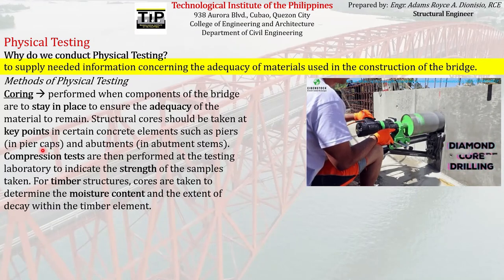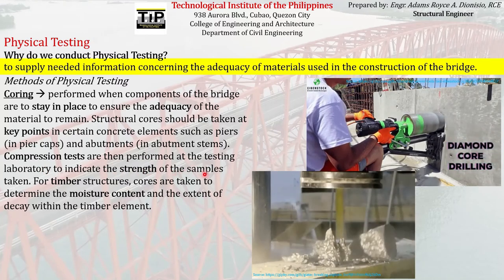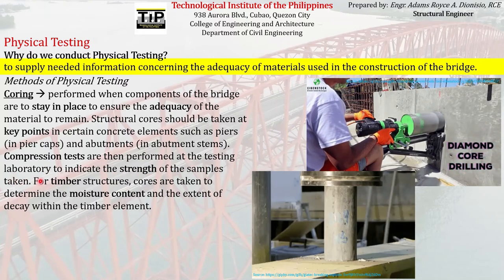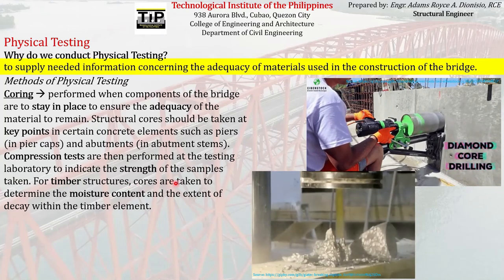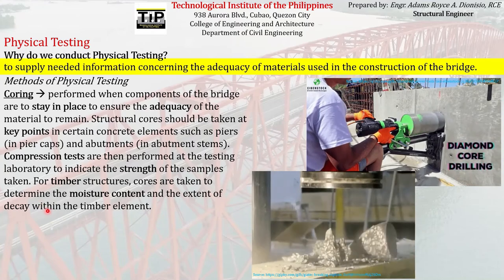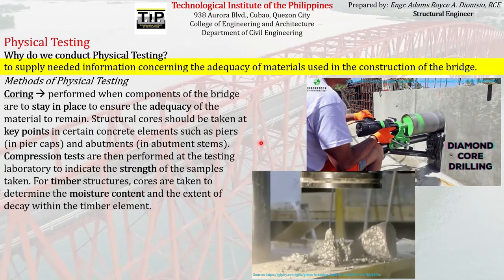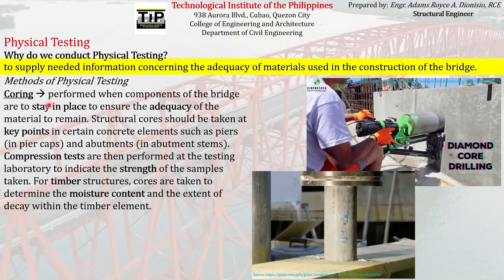And then after collecting those structural cores, compression tests are performed at the testing laboratory to indicate the strength of the samples taken. For timber structures, cores are taken to determine the moisture content and the extent of decay within the timber element. So the first method of physical testing that we will study in this discussion is coring.